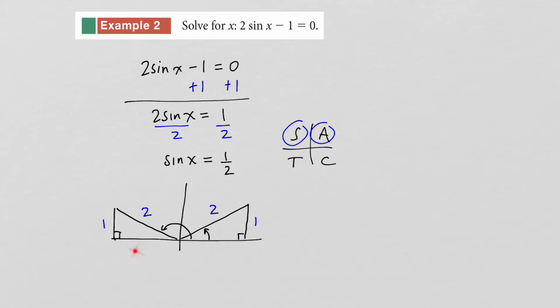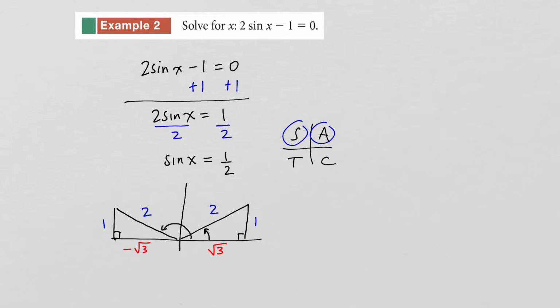And then we can solve for the missing side of the triangle. Although we are not looking for the side, we want to know the angle, but if we find the missing side, that will help us determine the angle. So if you find the missing side here, you'll find that it is radical 3, and the missing side over here is negative radical 3.